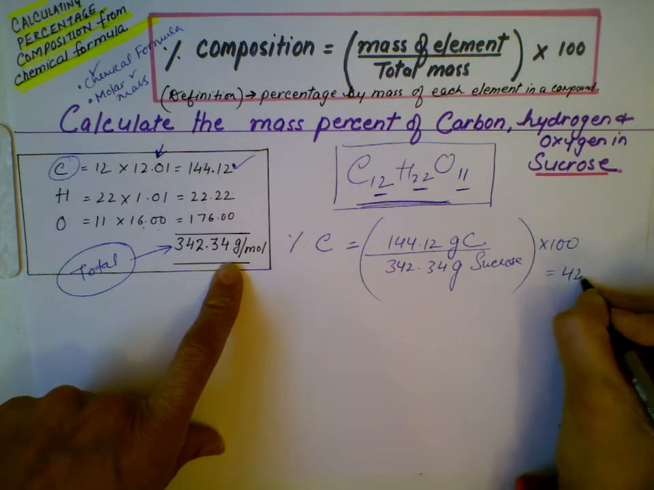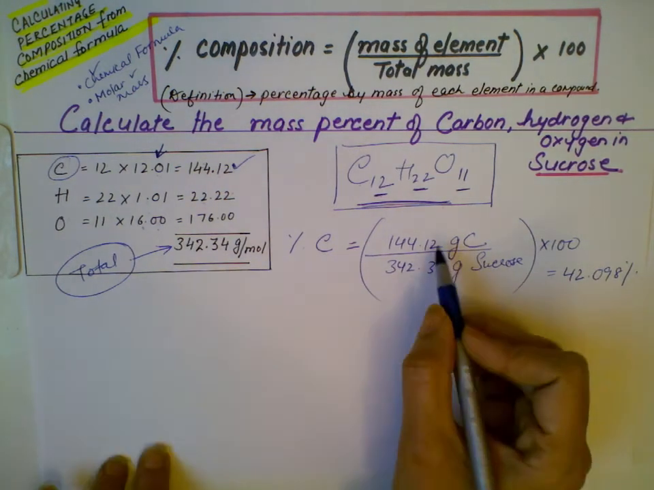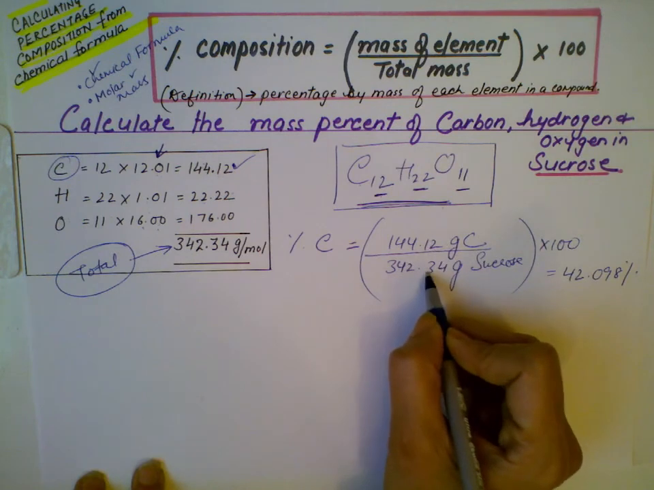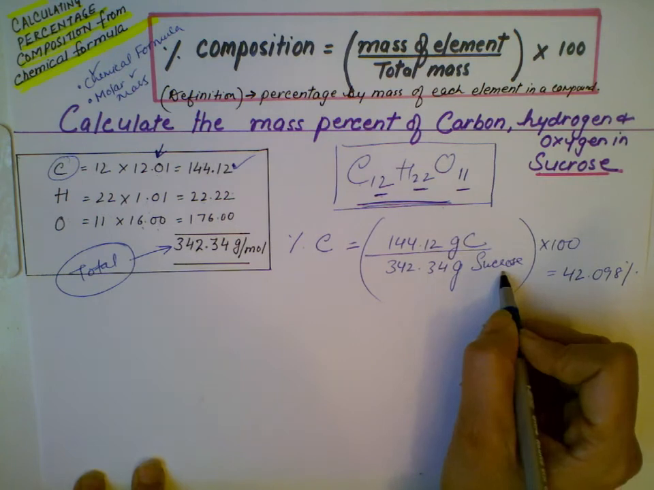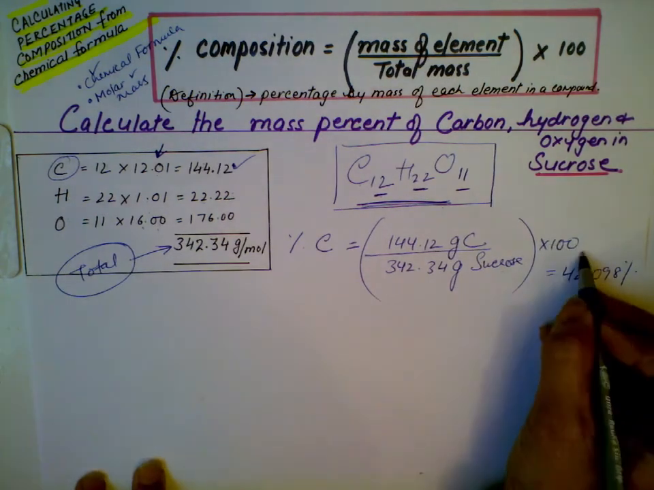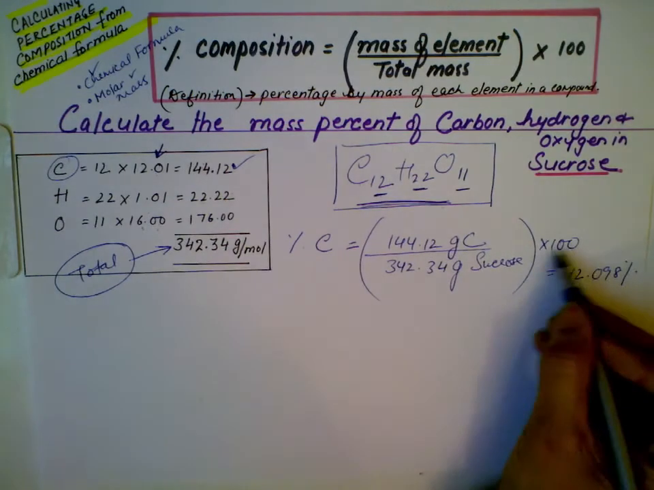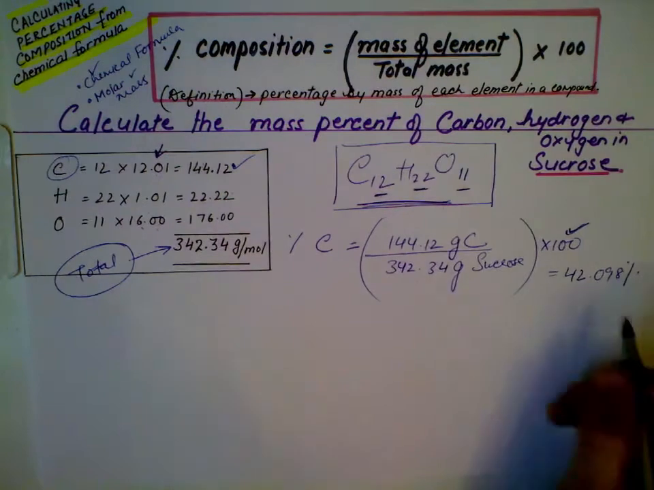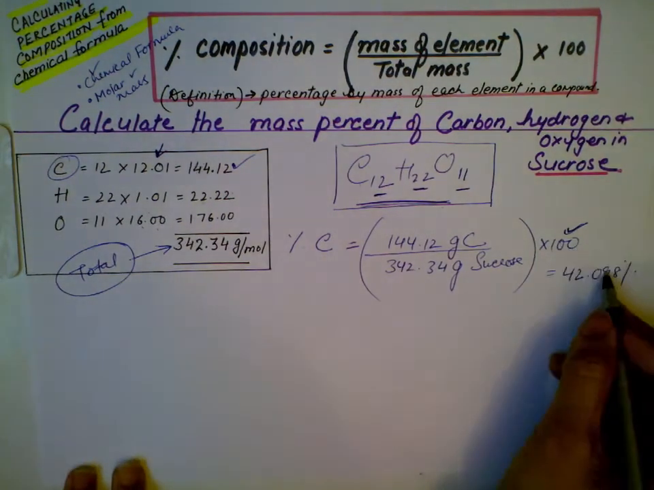Equals 42.098%. So what you did, you used your calculator: 144.12 divided by 342.34 grams of C12H22O11, and then times 100. So you're just dividing these numbers and multiplying by 100. Don't forget to multiply by 100. Sometimes the students forget. That doesn't give you the percentage otherwise. So make sure to multiply by 100.